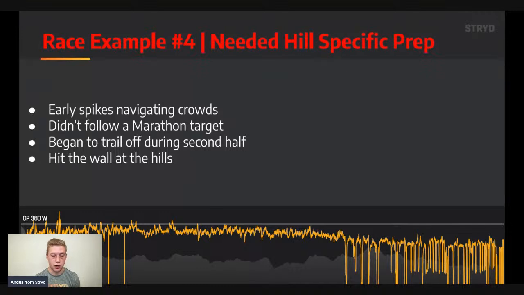They pushed a little too hard at the start of the race. They kind of burned their legs out. And as they reached the Heartbreak Hills during the second half, they hit the wall.